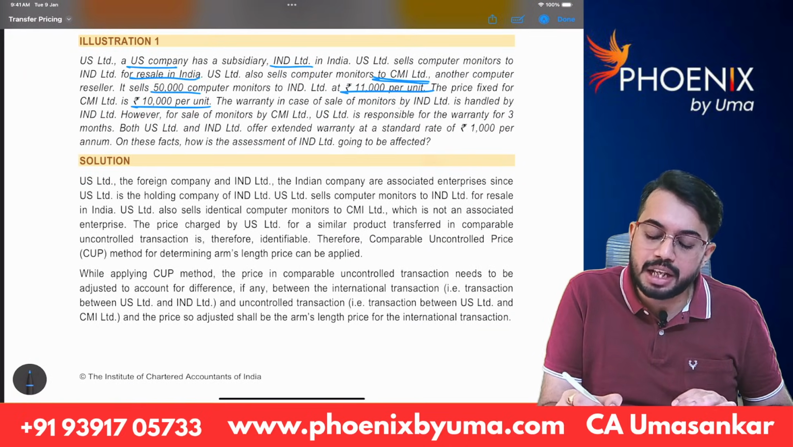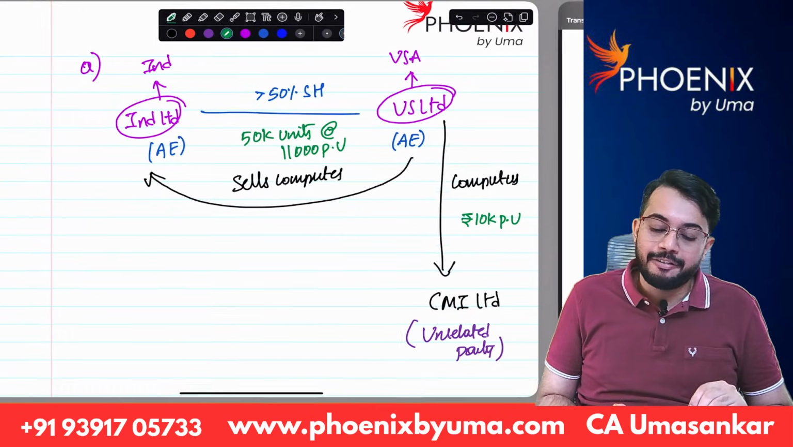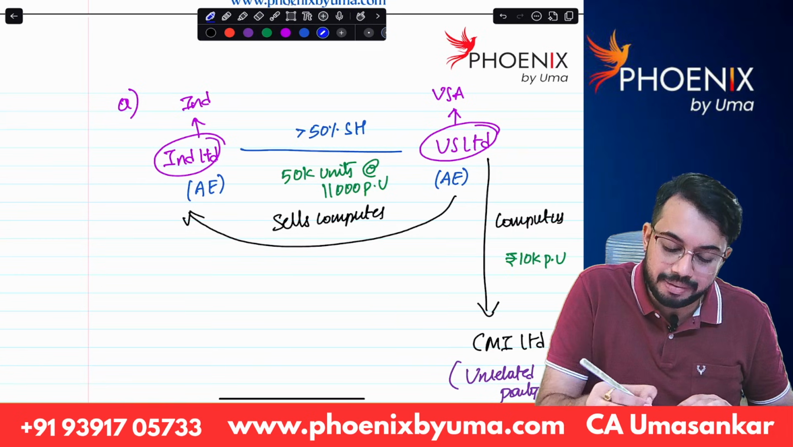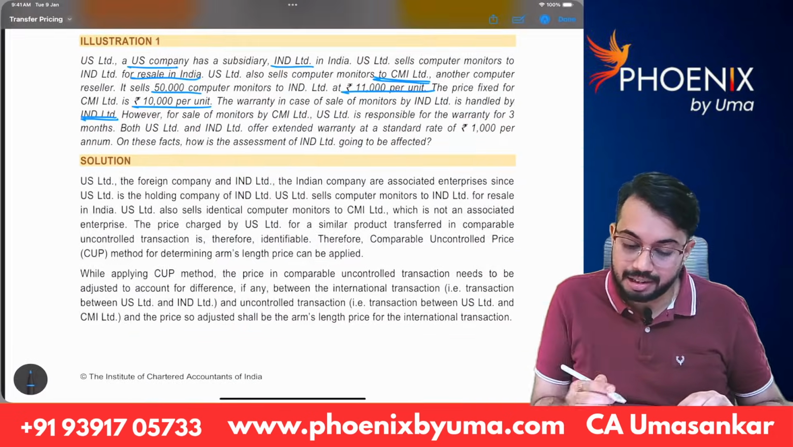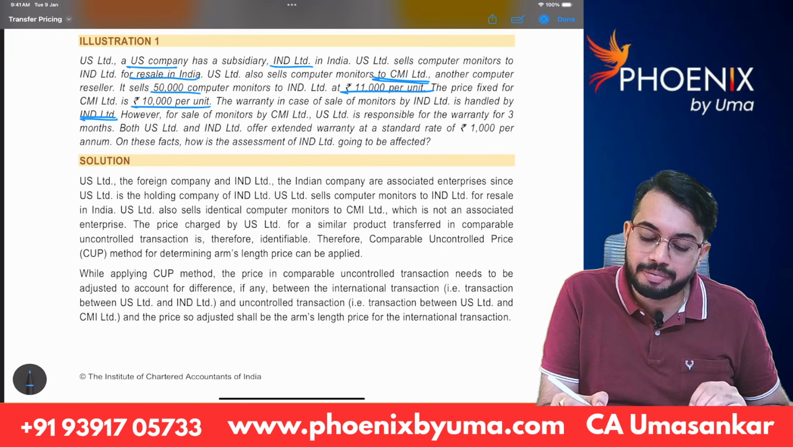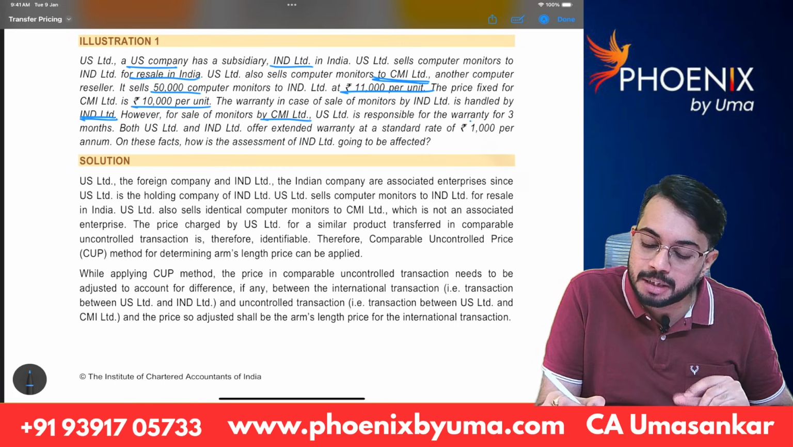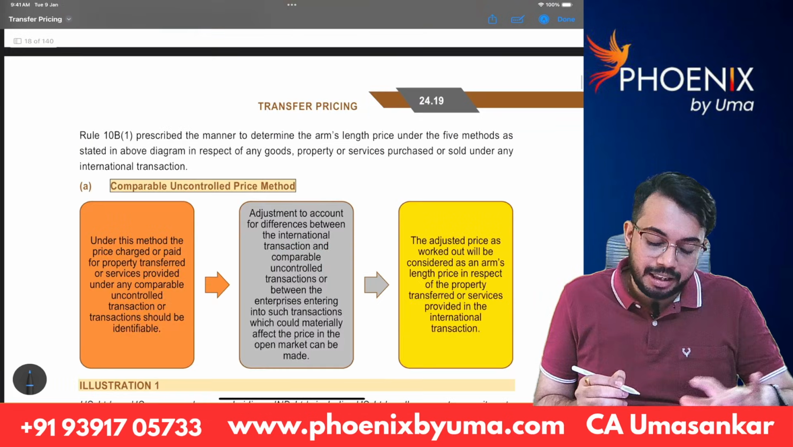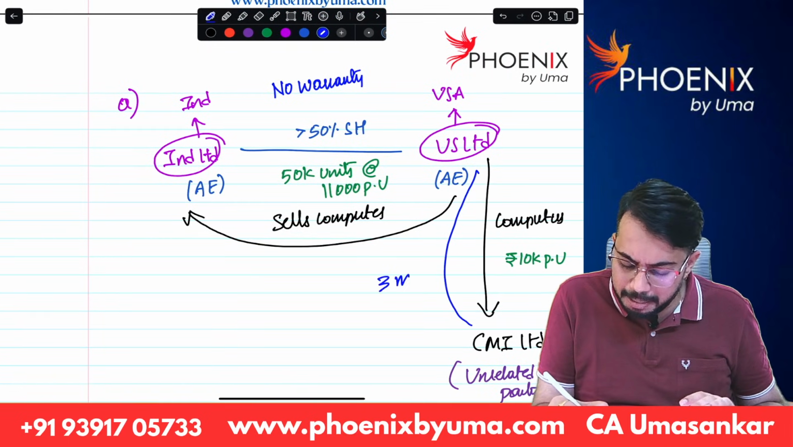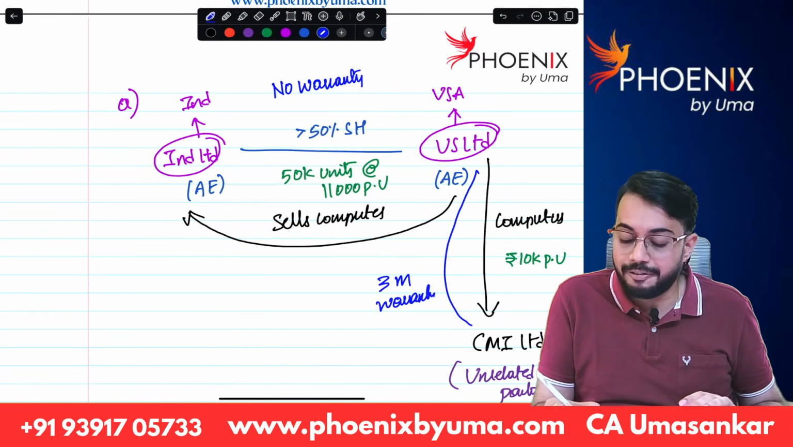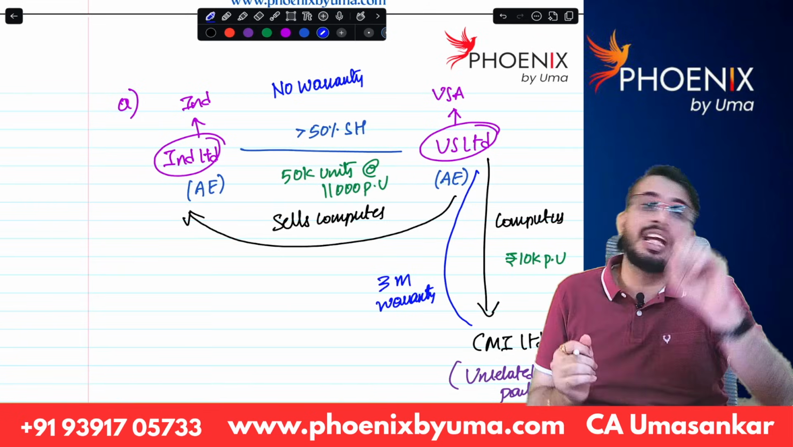The warranty in case of sale of monitors by IND Limited is handled by IND Limited. That means what? For IND Limited, there is no warranty. Okay, next. However, for sale of monitors by CMI Limited, US Limited is responsible for warranty for 3 months. That means for the unrelated party, warranty is 3 months. So, there is one functional difference. For the associated enterprise, no warranty. For the unrelated party, there is warranty.